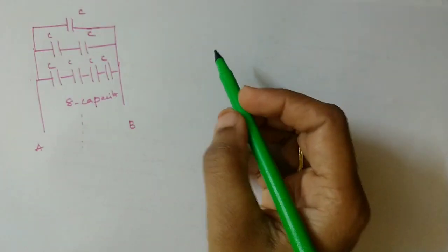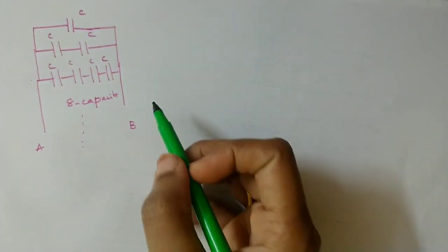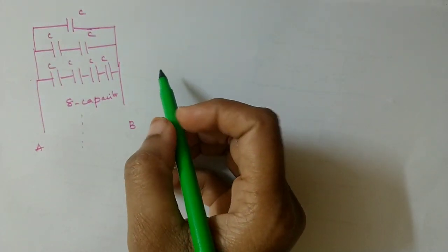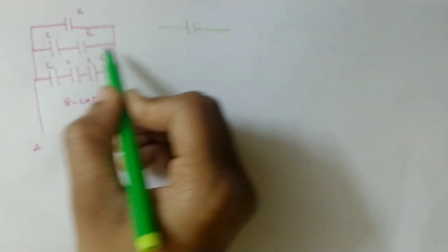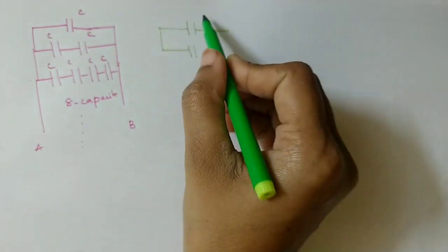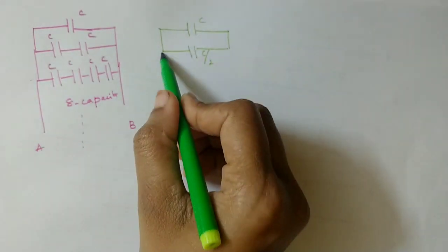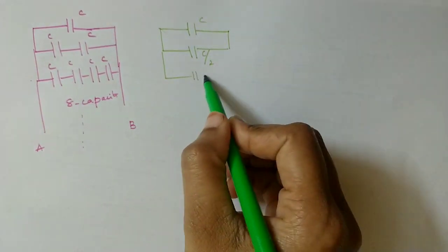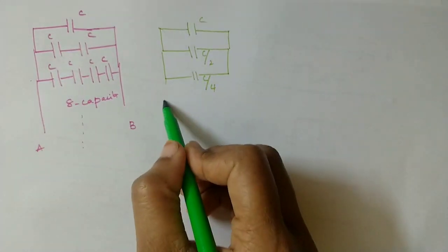So coming to this question, see, we have a number of capacitors connected in parallel branches. Let's see how to find out the equivalent capacitance. In the first branch you have only one capacitor. In the second branch we have two capacitors in series, so the equivalent capacitance would become C by 2. Next is C by 4, because 4 capacitors are in series, and this is going to continue.